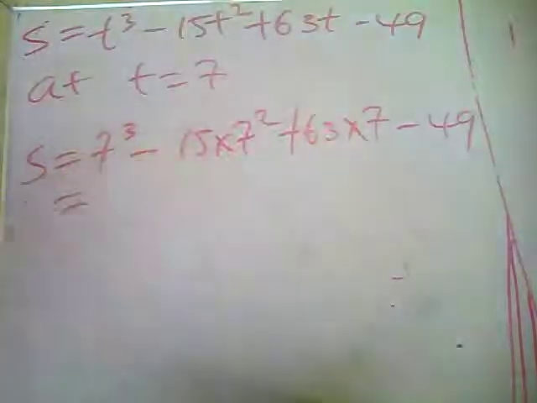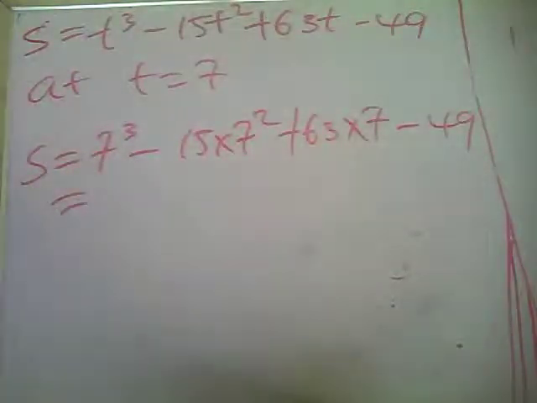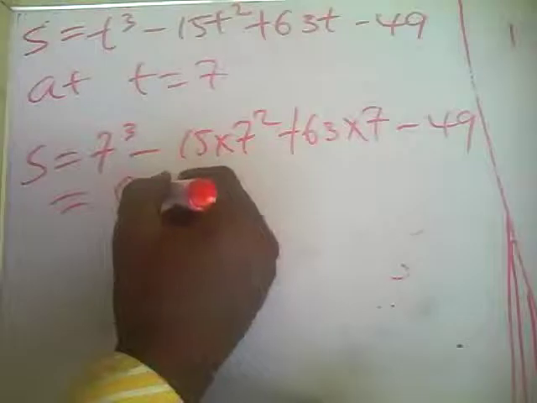If we solve that properly, what are we going to have there? We're going to have 7 cubed minus 49, and that's going to be 784 minus 784, and that's going to be 0. So that's going to be 0 meter.